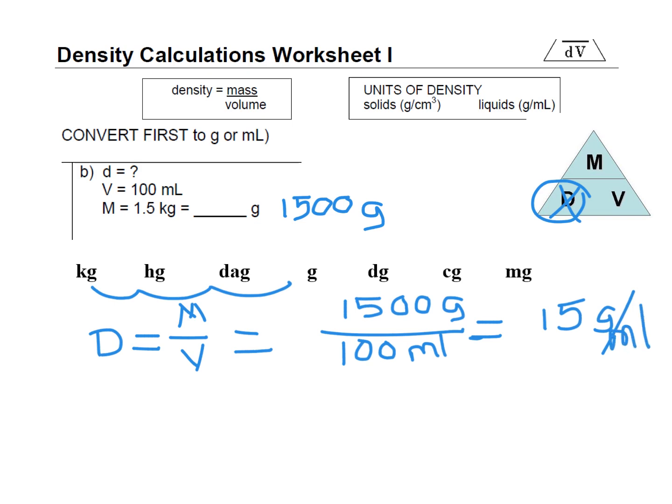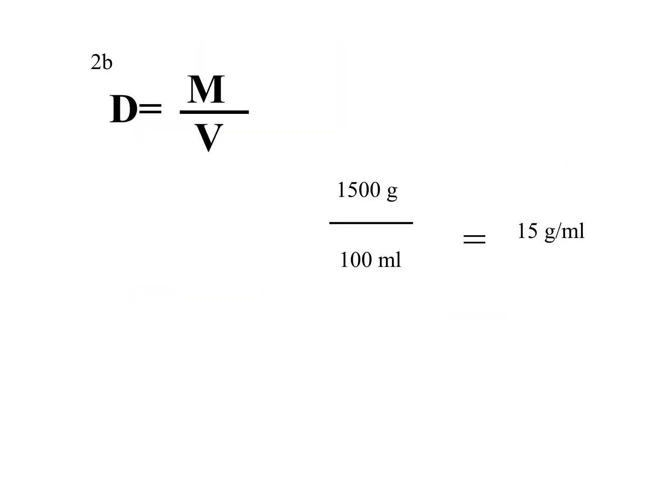And 1,500 divided by 100 is 15. And there's our units. Nothing cancels here. Density units always have that slash, so expect that. That's not unusual at all.